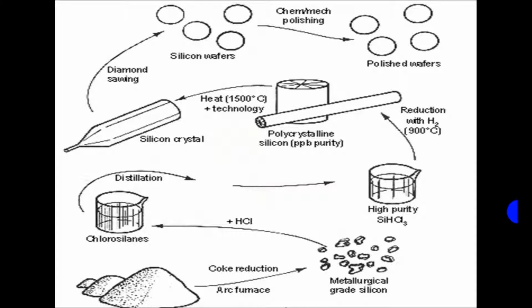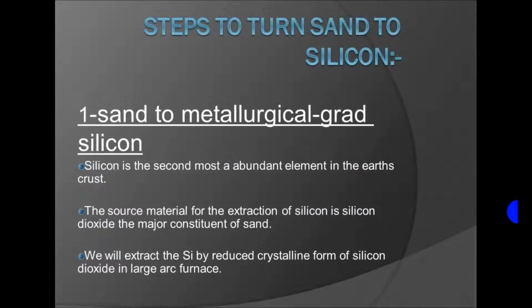Then we come to the steps of turning sand into silicon in a simple manner. First, mineral sands. Silicon is the second most available element on Earth. To be exact, the source material is silicon dioxide, the silicon component of sand. The silicon is extracted from silicon dioxide in a large oven.